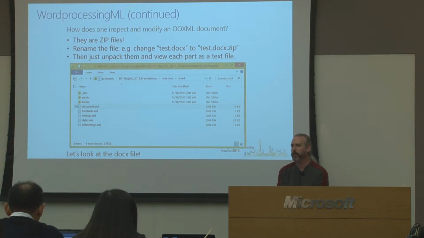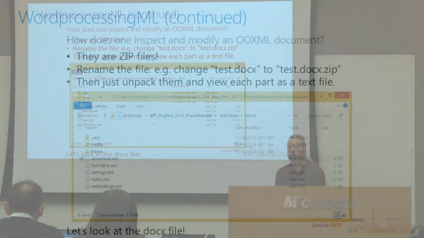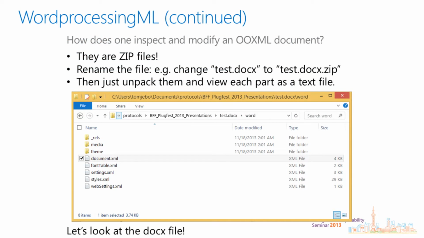So how do we look at one of these OOXML documents? How do we inspect them? Well, they are zip files, so all you have to do to inspect them is rename the file with a zip extension and extract the contents. And then you'll see a folder with the package contents, and the contents become a file system hierarchy of files and folders.